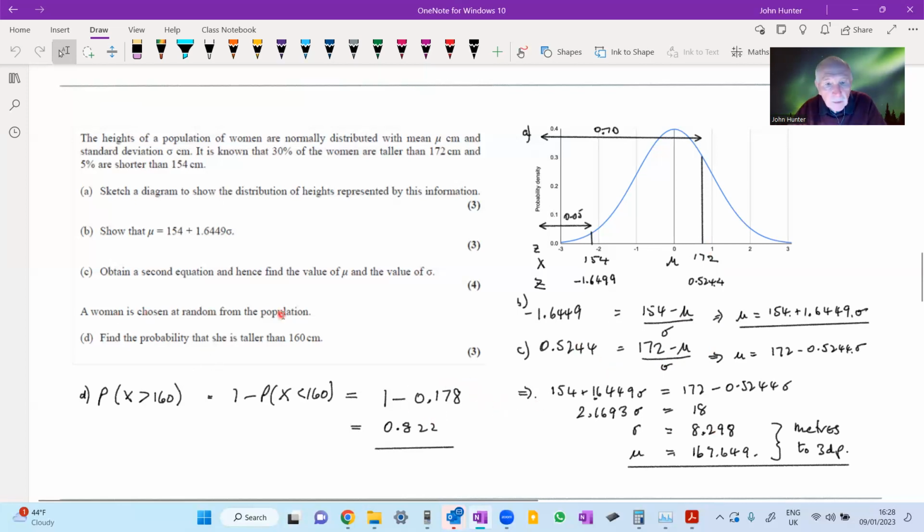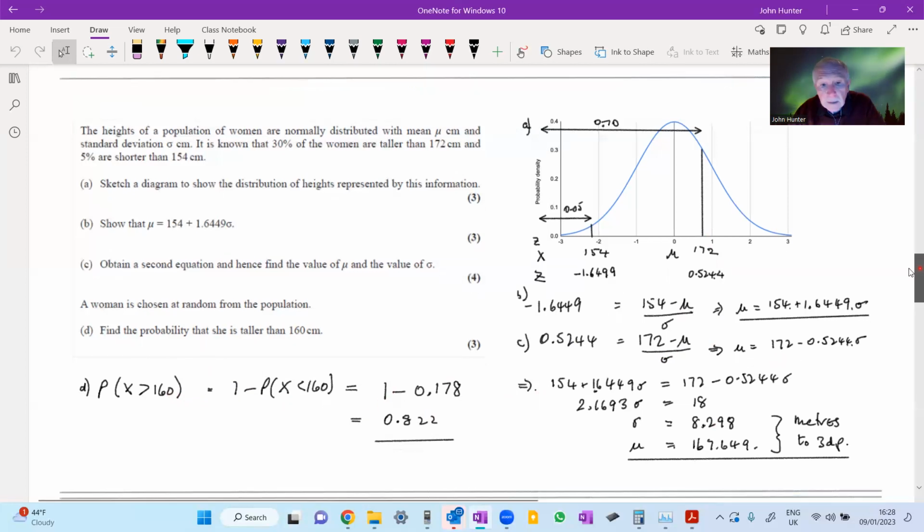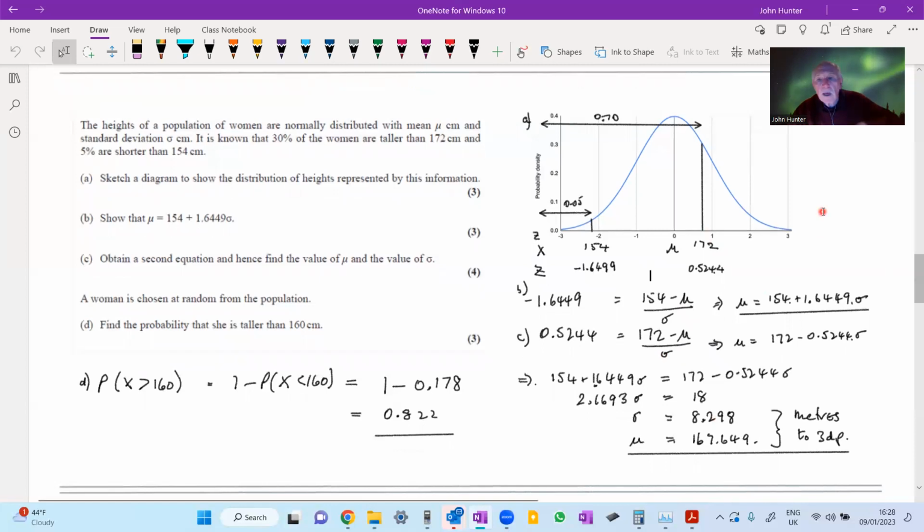A woman is chosen at random from the population. Find the probability that she's taller than 160. Well, this is just asking us to apply the fact that we now know the mean and standard deviation. So we're going to put those into our calculator in the normal way, and basically calculate this. So there are some examples of how we use the normal distribution and calculate probabilities. That's fairly straightforward.